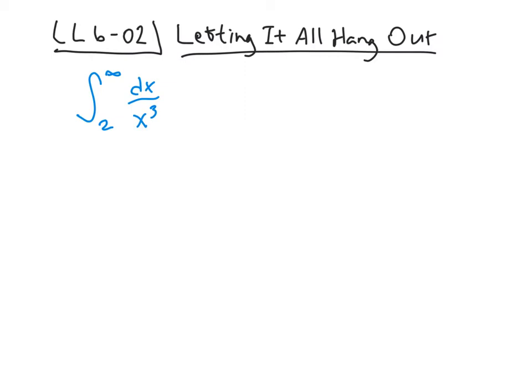Take a look at this integral here. You'll notice there is something funny going on here. There is an infinity symbol there. So this is an integral in which we are integrating from 2 to infinity, whatever that means. Now that again is an example of something called an improper integral.